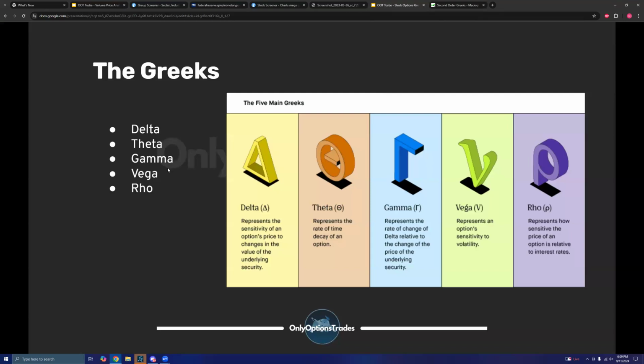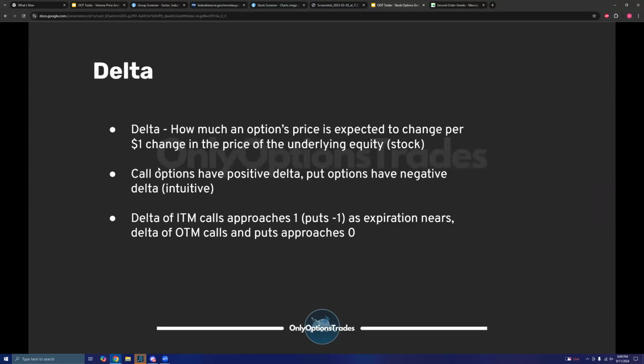So, yep, the Greeks, again, there's five main Greeks. And for the most part, there's two Greeks that are the most important, which are delta and theta. So we'll give a reasonably detailed introduction into all of these in specific. But let's get right into it. So first of all, we have delta.